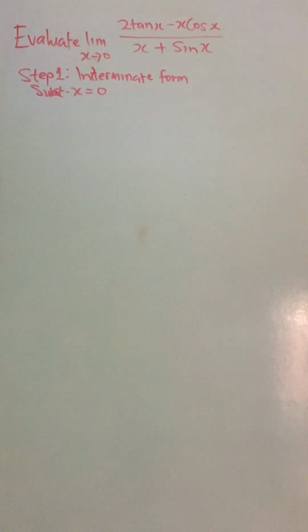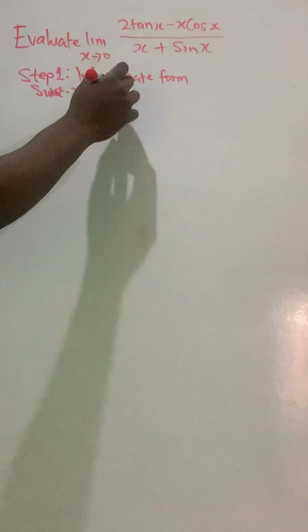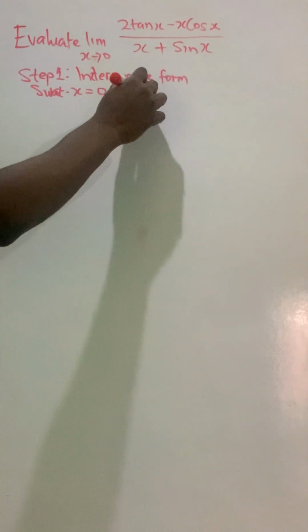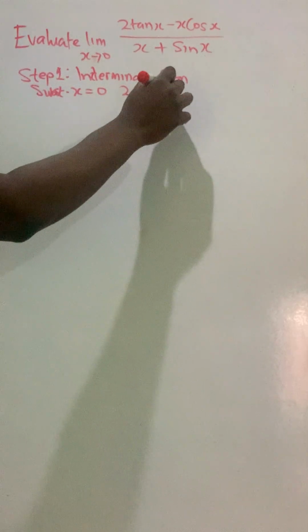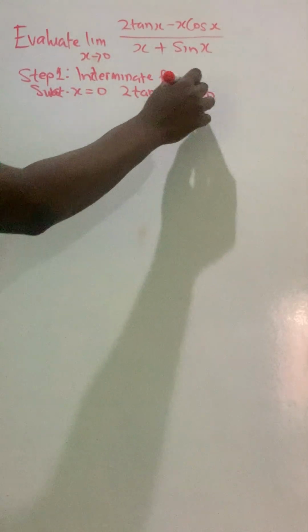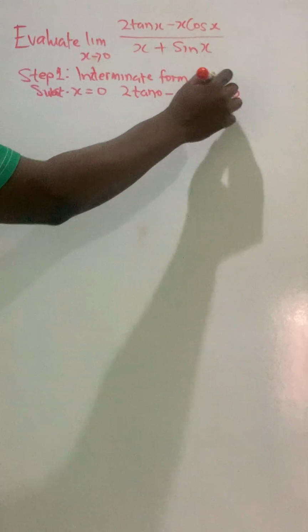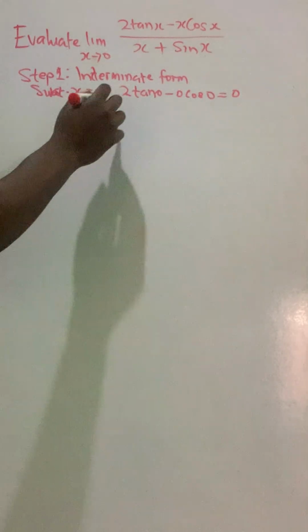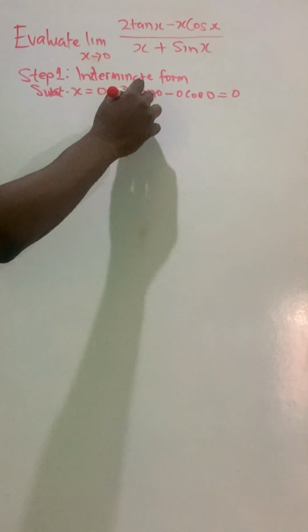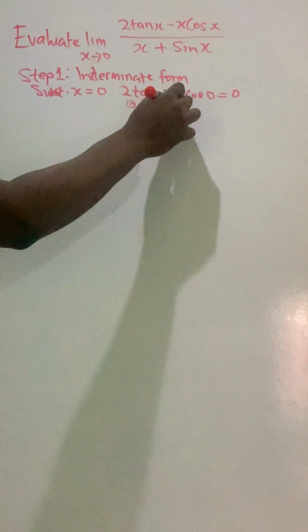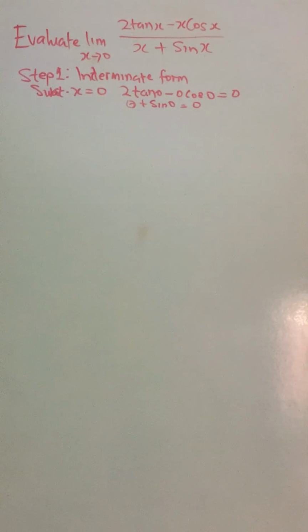That means both the numerator and denominator must equate to 0. So when we do that, we have 2 tan 0 minus 0 cos 0. Everything will give you 0. Then for the denominator, we have 0 plus sine 0. Everything also equals 0. So it will be 0 divided by 0. That gives us that it's an indeterminate form.